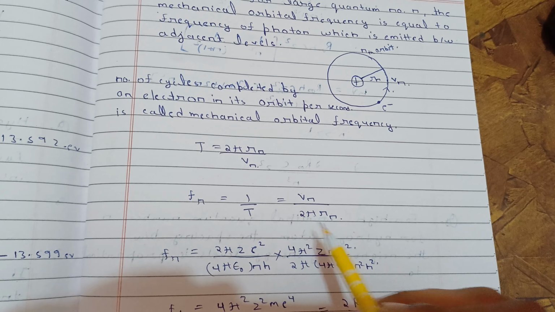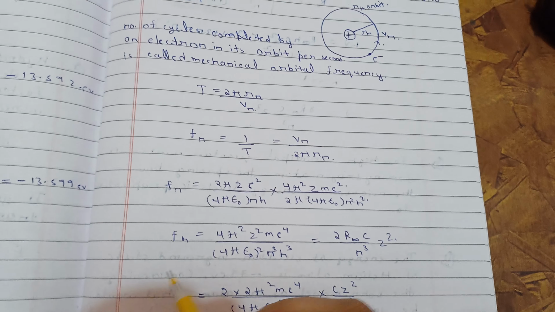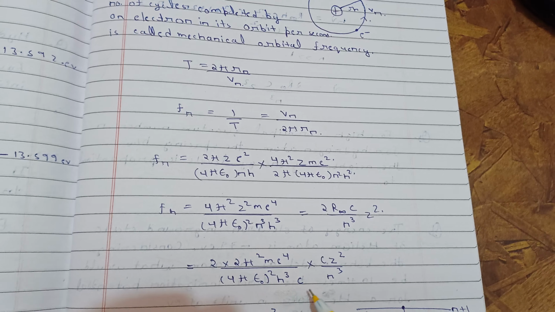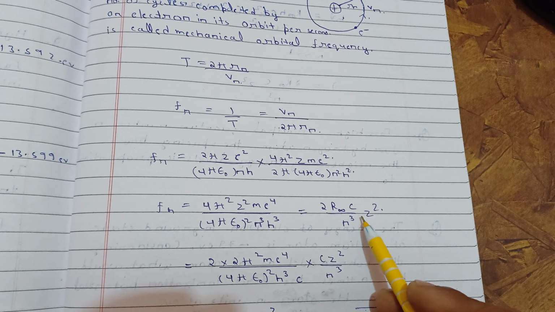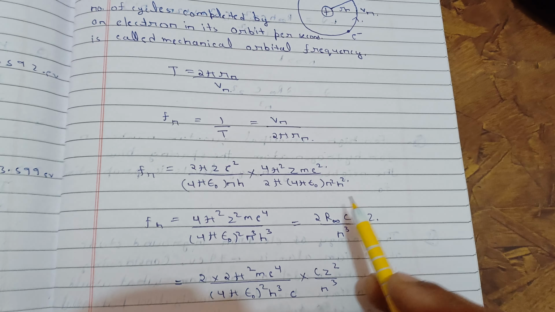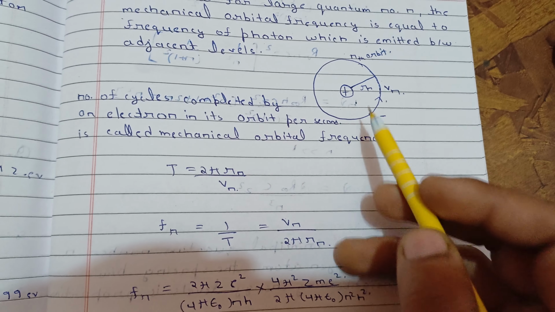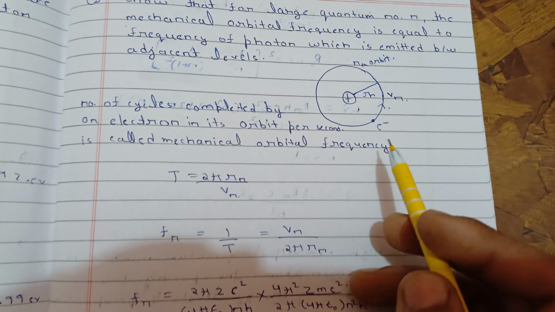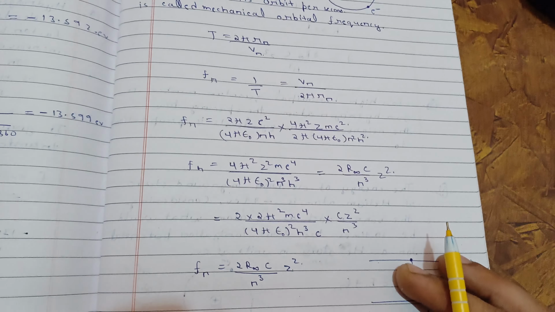Now you know the expressions for Vn and Rn. We already derived them. So we'll substitute them, and here we will get this kind of thing, and this is nothing but your Rydberg constant R infinite. So this will be your frequency. Now we have calculated the frequency by Bohr's method. Now we need to see whether the transition frequency is the same or not. So let's calculate the transition frequency.